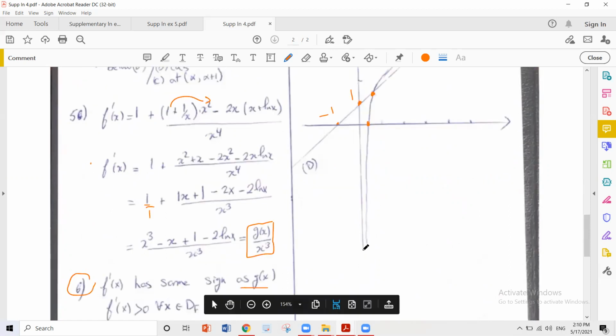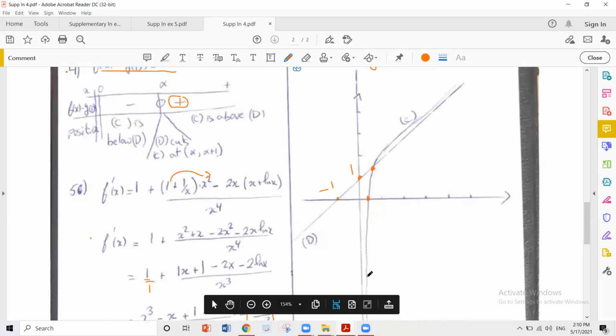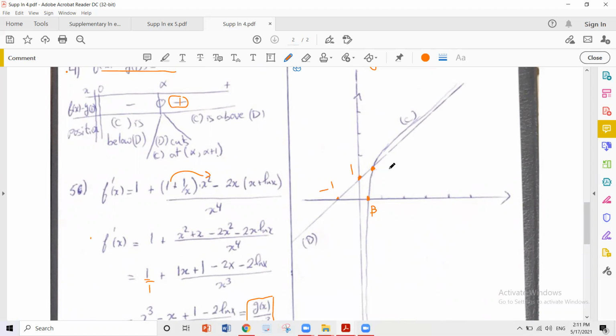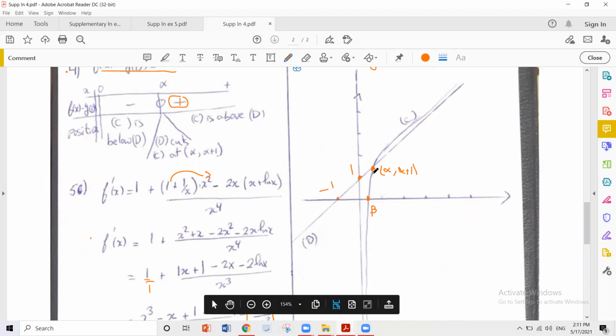The curve has x equals 0, the y-axis, as vertical asymptote. The curve is increasing and cuts the x-axis at beta. This point is alpha plus 1. And this is the oblique asymptote. It cuts it. Here it is below the oblique asymptote. Here it cuts it. Here it is above the oblique asymptote.